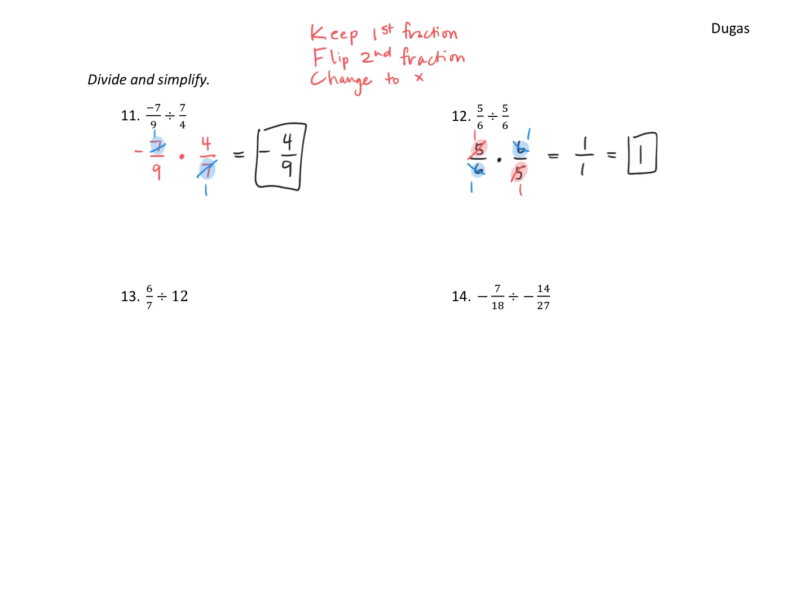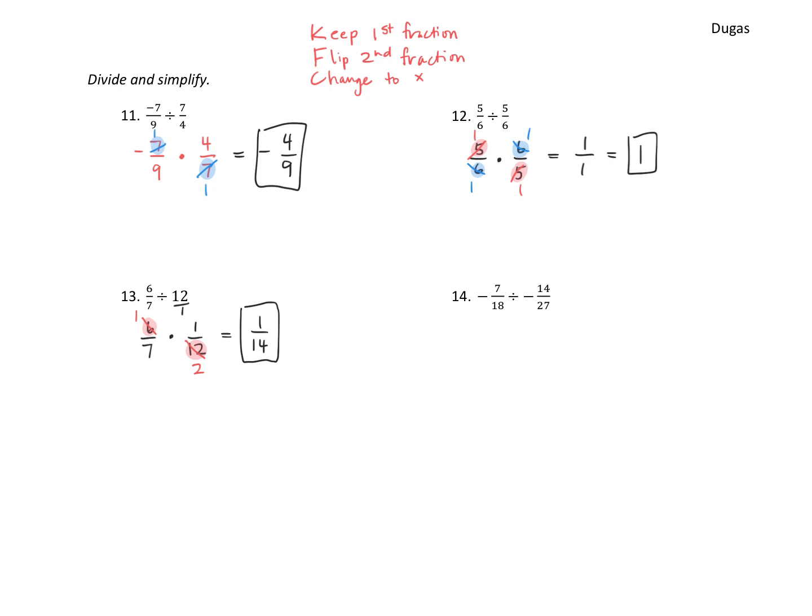Number 13, we have 6/7. That stays the same. 12 over 1, I'm going to flip, so it'll be 1/12. Change division to multiplication, and then simplify. So I have the 6 and the 12. Those are both divisible by 6. So 6 divided by 6 is 1. 12 divided by 6 is 2. Multiply straight across, and I get 1/14.